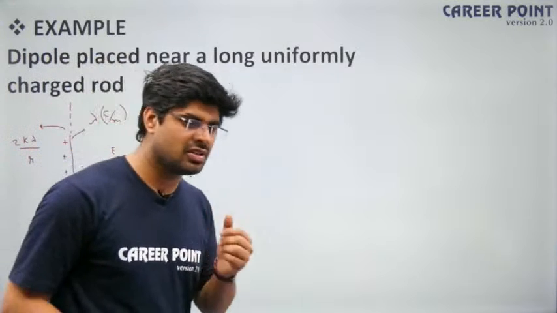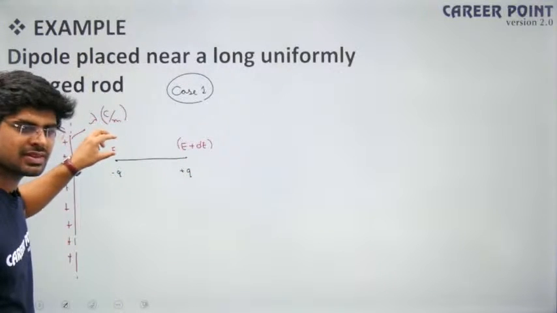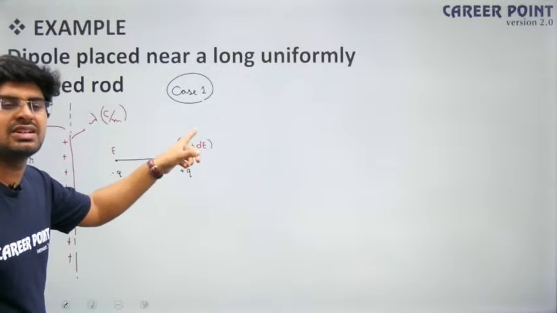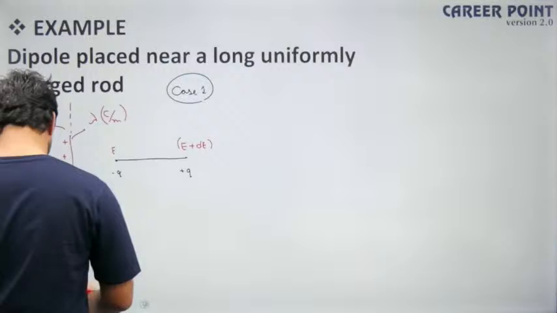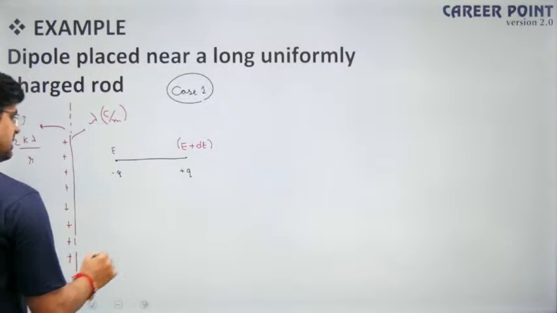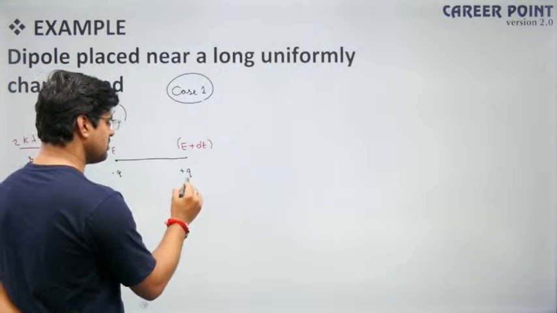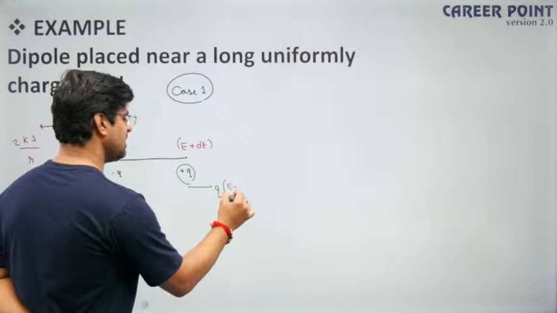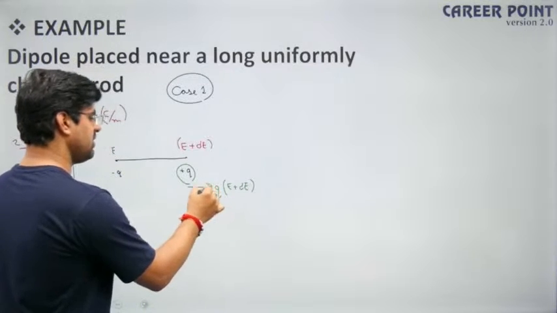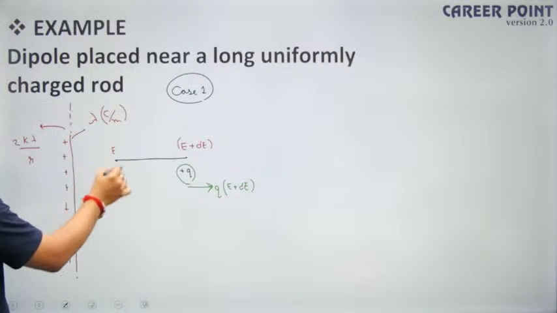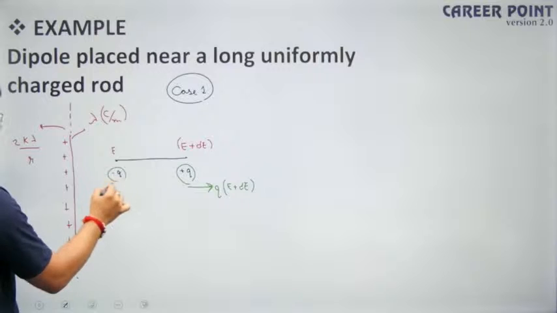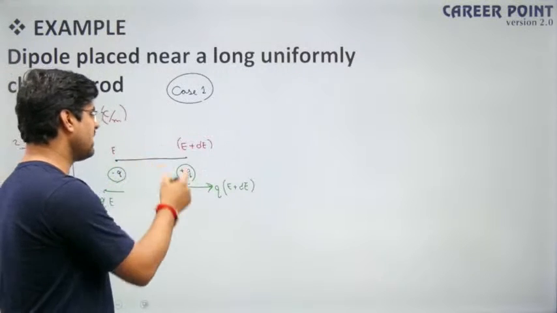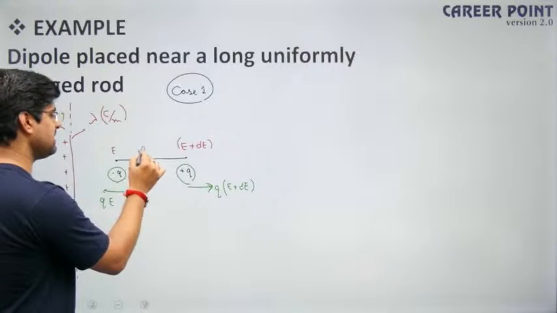I am just assuming that if the electric field here is E at this position, then the electric field at another position will be E plus dE. So in that case, we can say that the force experienced by this positive charge can be written as Q into (E plus dE) in the right direction, and the force experienced by this negative charge will be QE in this direction. Okay, so on this short dipole, let's say this is a short dipole of length dr.